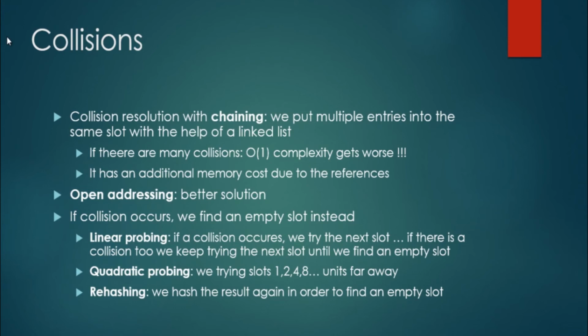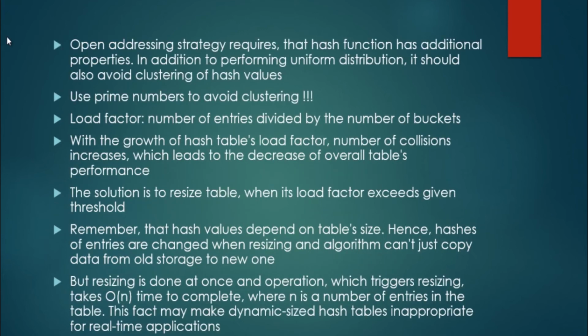Or rehashing. Out there, lots of algorithms rely heavily on rehashing. So we hash the result again in order to find an empty slot. If there isn't a collision, we stop; if there is a collision again, we hash it again. That is rehashing. So the open addressing strategy requires that the hash function has additional properties. In addition to performing uniform distribution, it should also avoid clustering of hash values.